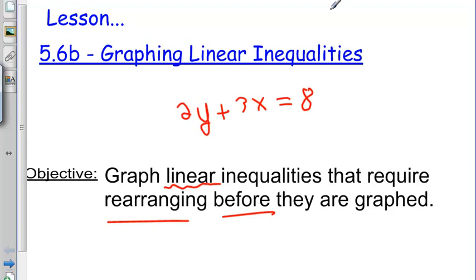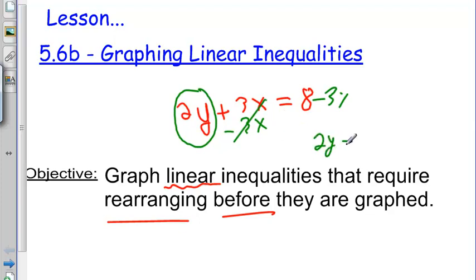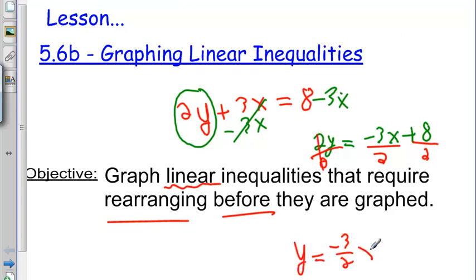So think about this example that I'm showing here. In this example, we are not in y equals mx plus b, and we need to get there. So think about what you need to do. You need to subtract the 3x from both sides, and then you'll need to divide by the 2, and that will give you y equals mx plus b form for this. So now we have it into y equals negative 3 over 2x plus 4, because 8 divided by 2 is 4, and that would be graphable.